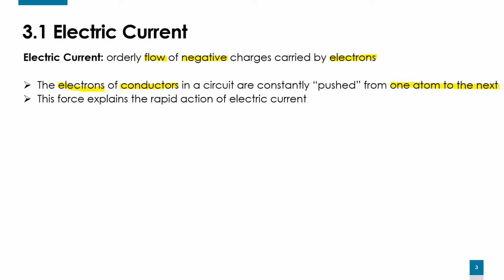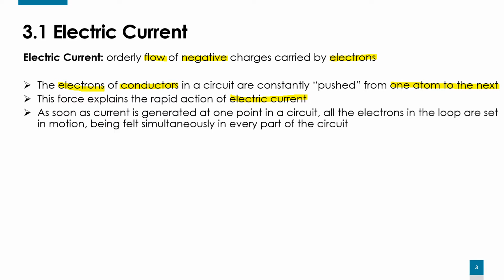This force explains the rapid action of electric current. When we turn on a light, for example, it takes some time for this to move, but it's really fast. And the time is like the time for all the electrons to push each other. As soon as a current is generated at one point, so when you create a current at one point in a circuit, all the electrons in the loop are set in motion. So all the electrons are set in motion, being felt almost simultaneously in every part of the circuit.